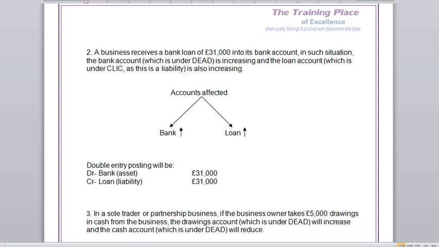It then says to us, number 2, a business receives a bank loan of £31,000 into its bank account.